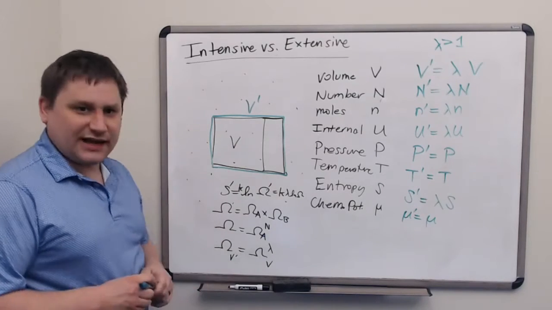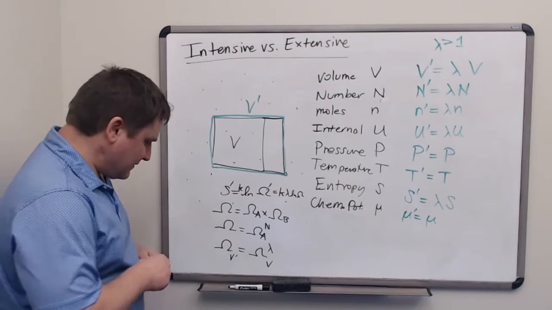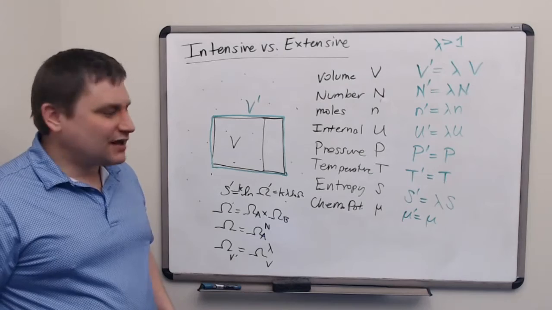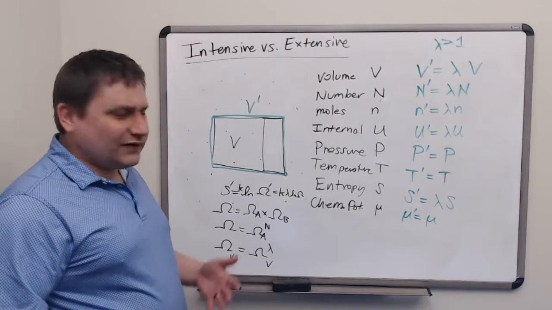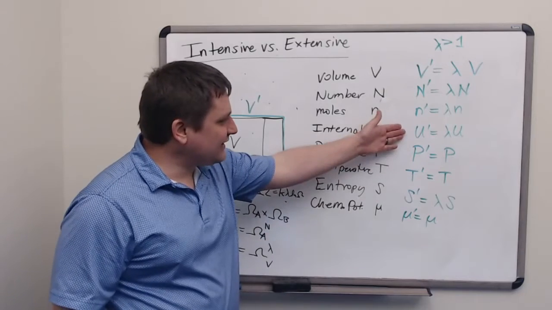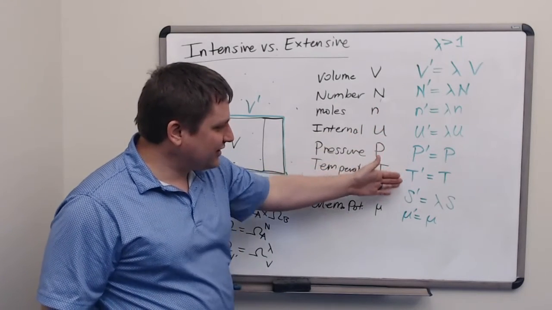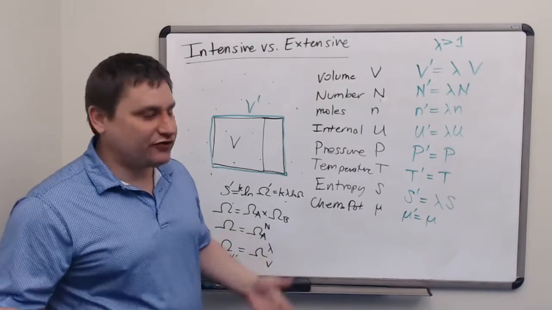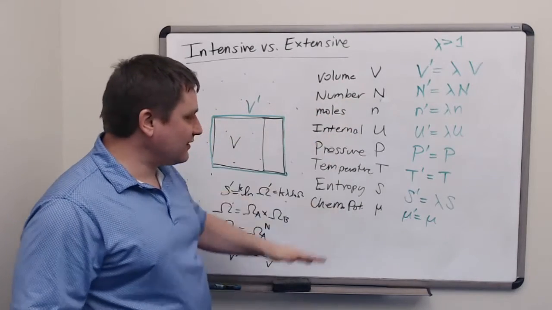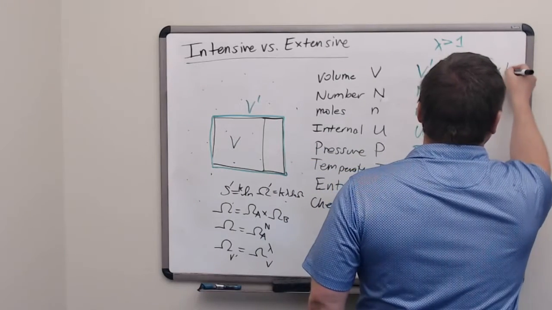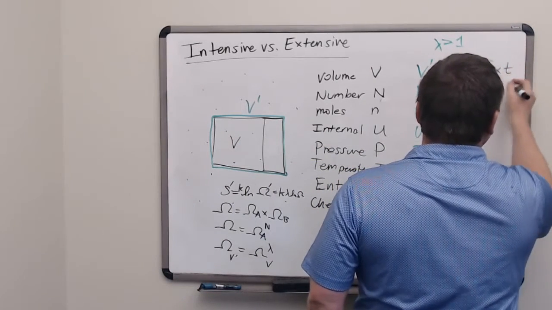So let's look at our list of scaled numbers. Here we see that all of our thermodynamic measurements, really, there's only 2 different ways they behave when we scale up the system. Either they stay the same, like pressure, temperature, chemical potential, or they get scaled up by the same proportion: volume, number, energy, entropy. The ones that are scaled up by a proportion are called extensive.